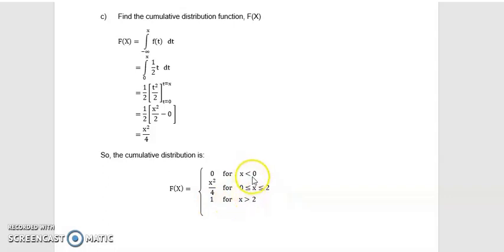So why less than 0 here? Because here x is greater or equal to 0, so here should be less than 0. And x more than 2 because here is less than or equal to 2.